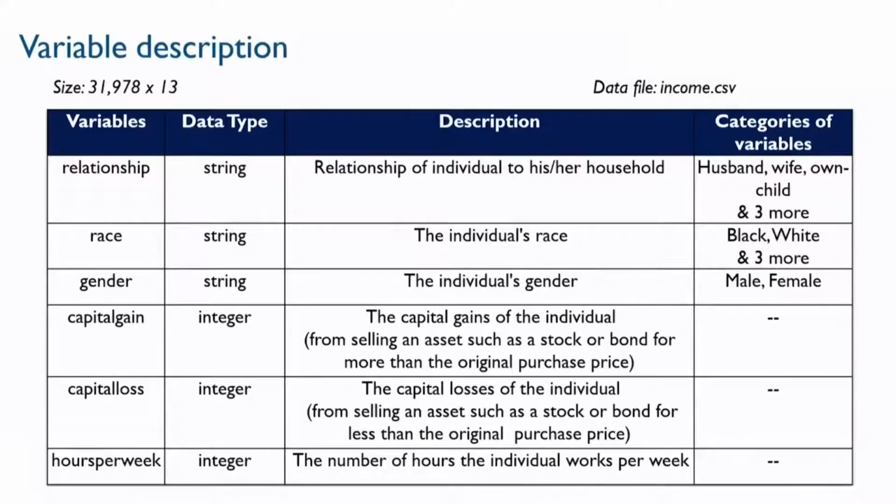Then we have capital gain. Capital gain of an individual is from selling an asset such as a stock or bond for more than the original purchase price. The capital loss is the converse of capital gain, giving the capital losses of the individual from selling an asset such as a stock or a bond for less than the original purchase price. The next one is hours per week. The number of hours per week the individual works is given in hours per week.